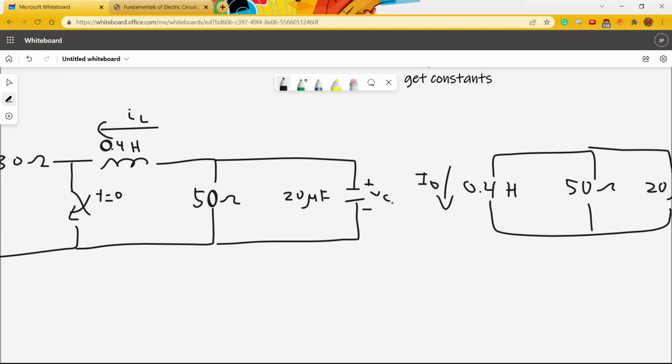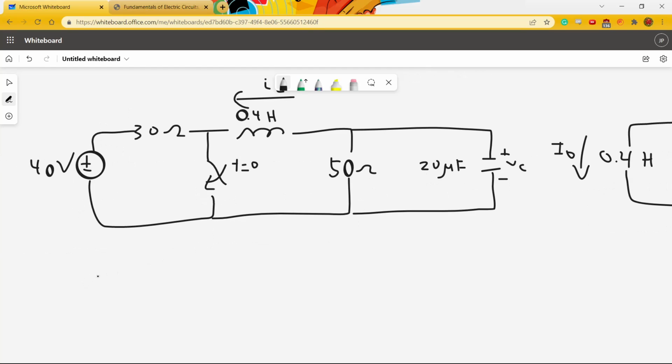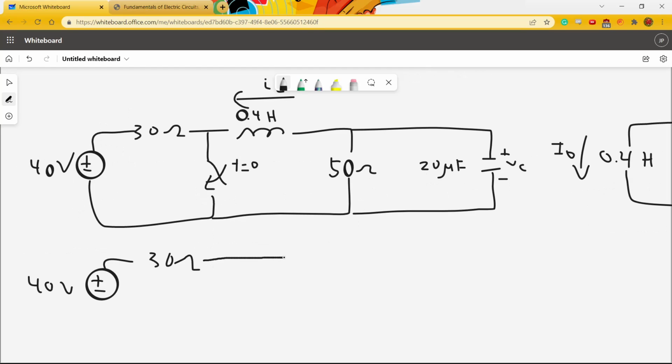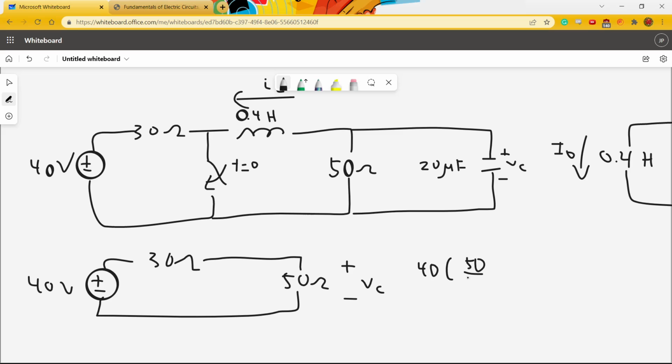And of course, VC. Let's redraw the circuit before time equals 0. The inductor acts as a short, and then we have a 50 ohm resistor, and then the capacitor is simply an open. So this 50 ohm resistor actually has the voltage of the capacitor. The voltage of the capacitor can be easily determined using the voltage divider. 40 times 50 over 80 gives you 25 volts is equal to VC.